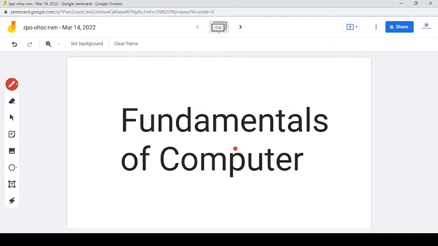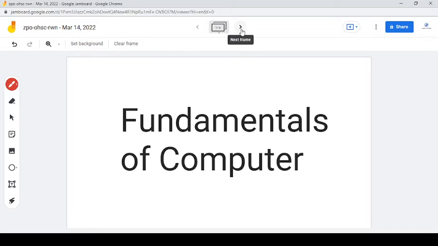Fundamentals of computer. Now in this topic we are going to be covering the basic definition of a computer and what are the different parts of a computer, and also we will try to understand together the basic operation of a computer. So let's get started.